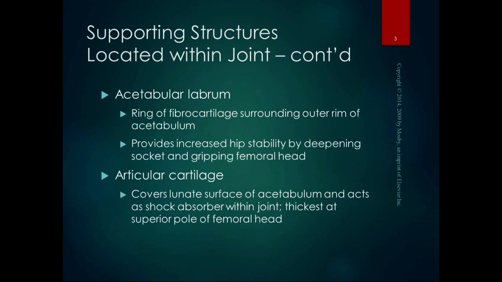The articular cartilage of the hip covers the lunate surface, which is that superior surface of the acetabulum, and it acts as a shock absorber within the joint. It's thickest at the superior pole of the femoral head. So that's our shock absorber at the top of the hip joint.